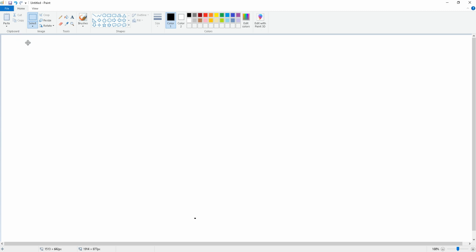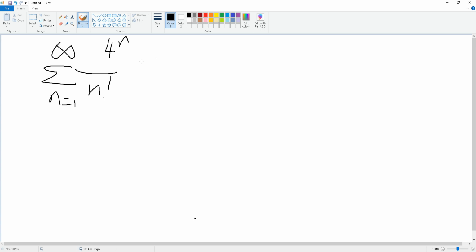So for the ratio test, all we're doing is getting a sub n and a sub n plus 1, dividing them, and finding if the limit is greater than 1 or less than 1. So let's say we have the series 4^n over n factorial. We already know this is a sub n. We get a sub n plus 1: all we do is every time there's an n, we do plus 1. So 4^(n+1) over (n plus 1) factorial.